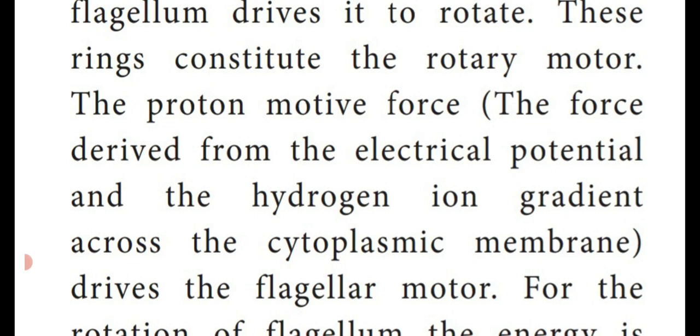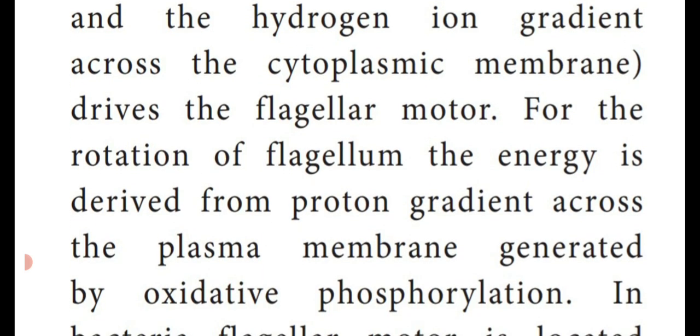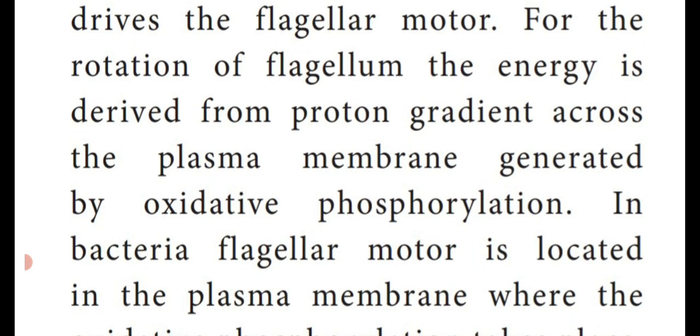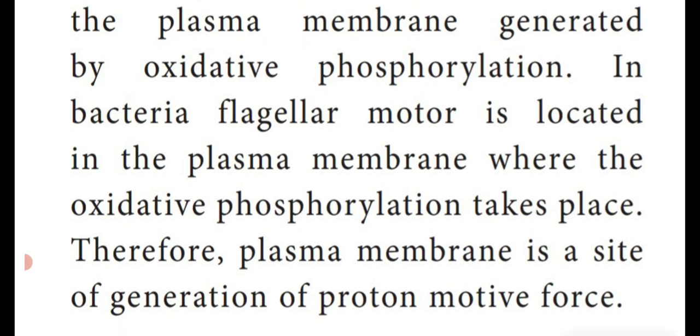So the proton motive force, what is that? It is derived from the electrical potential and the hydrogen ion gradient across the cytoplasmic membrane or cell membrane. This proton motive force only makes the flagellum rotate. At that time, it produces energy derived from the proton gradient across the plasma membrane, generated by oxidative phosphorylation. So this oxidative phosphorylation takes place in the plasma membrane.